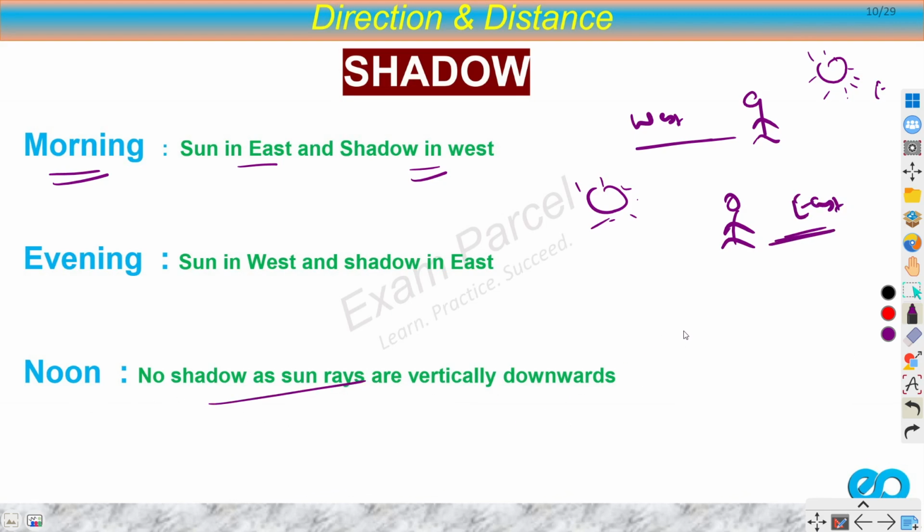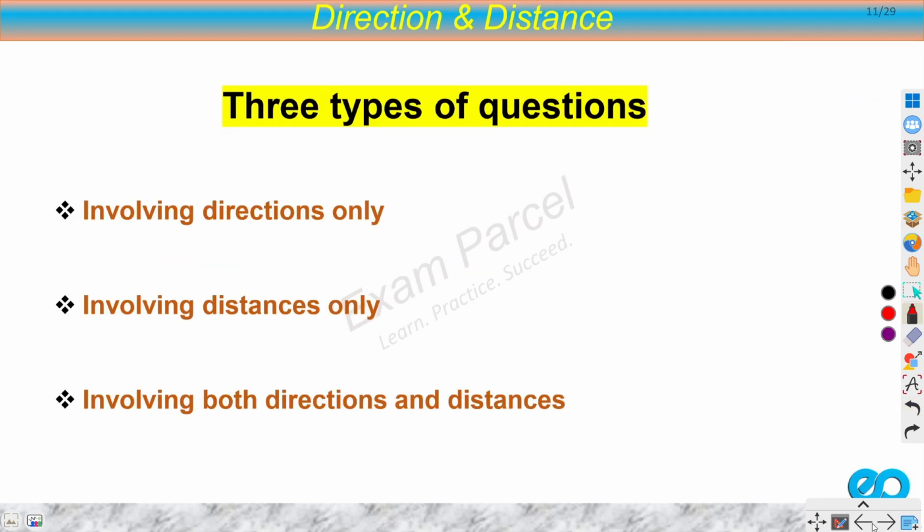No shadow as sun rays are vertically downward. So obviously a person is here and sun is exactly above him. So how can a shadow be formed? So no shadow in this case. Okay. In noon, no shadow. So I hope these three things are clear to you, these three cases.